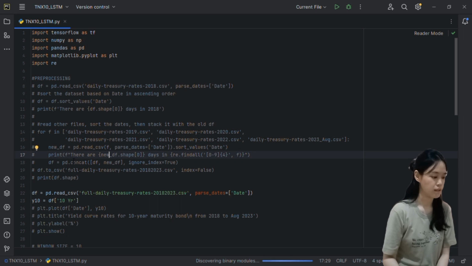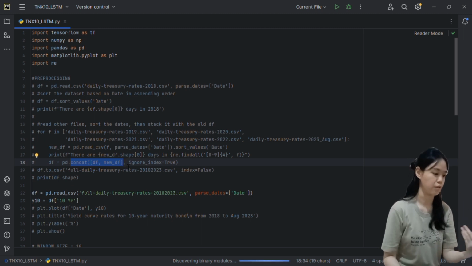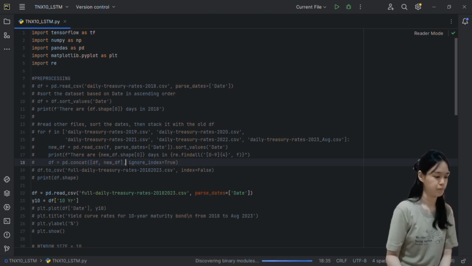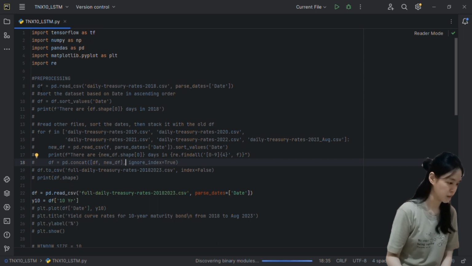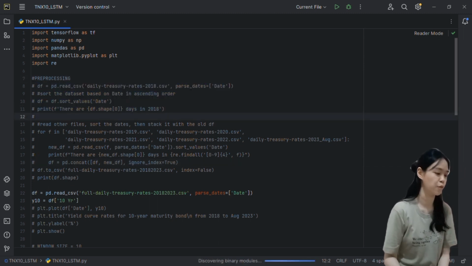And then lastly, we concatenate with the older data frame DF. Actually, the 2018 dataset could have been put in the for loop as well. So yeah, you can try to modify this to get more concise code.